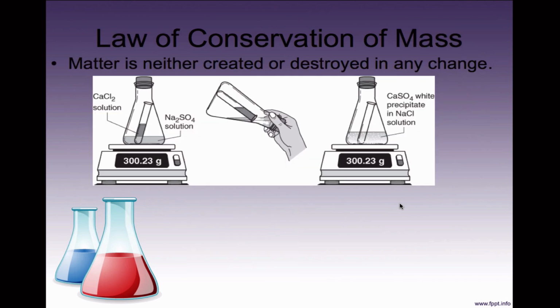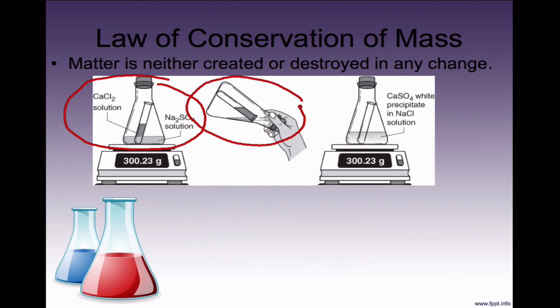We have this law of conservation of mass, and that simply means that matter is neither created nor destroyed when there's a chemical reaction. That's shown really well right here. We have a calcium chloride, and along with that we have a sodium sulfate solution. You notice the calcium chloride is in the test tube, and the sodium sulfate is in the beaker. There are 300.23 grams of substance in this beaker.